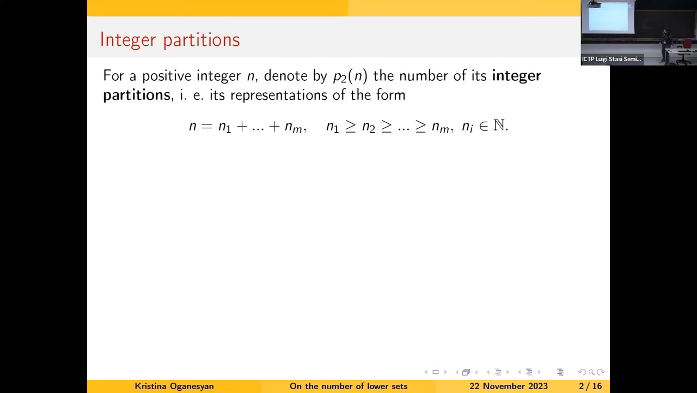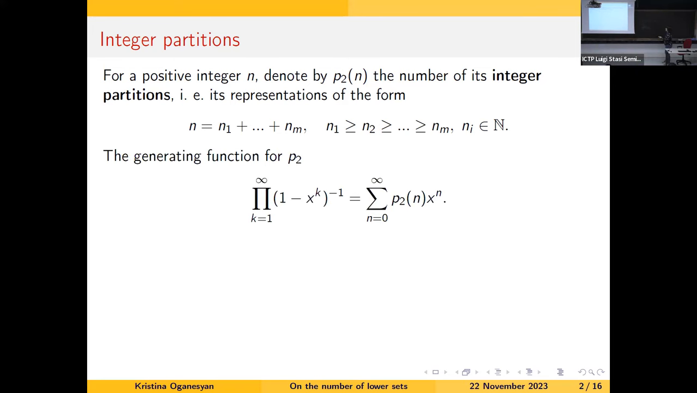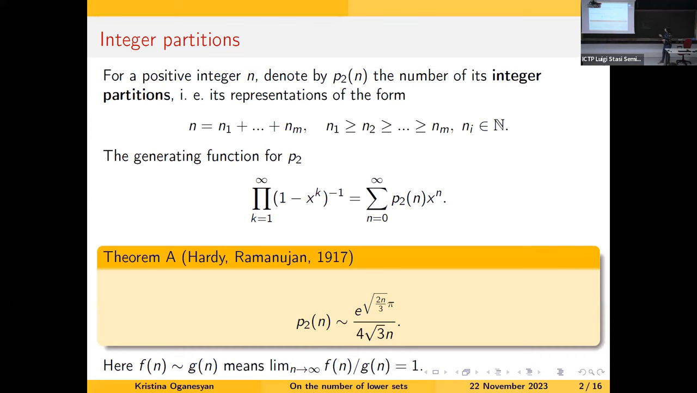Okay, so we know a lot of things about these integer partitions. First of all, we know the generating function. But if you stop to think a little bit, you can find this very natural and understand why it's the generating function. And I didn't say that p(n) is the number of integer partitions of n. And we know the asymptotic. By Hardy-Ramanujan, we know that p(n) is, well, the main part is the exponent of the square root of n times some constant.